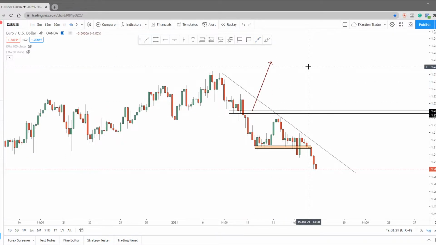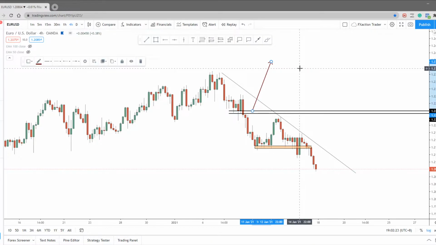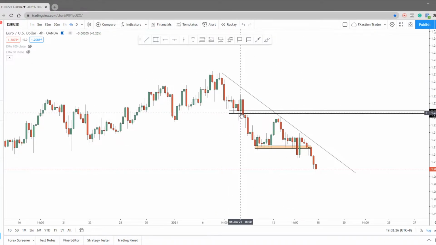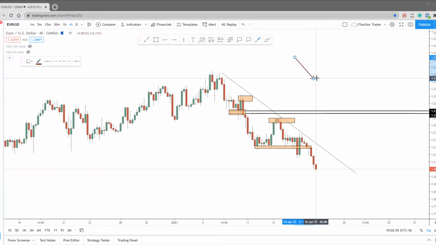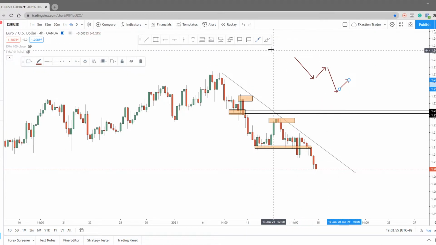Alright, this was a very important key level for the market to continue in an uptrend. But last week we saw that this key level was broken down, and the market pulled back and formed another lower high here. So here we can see that the market is forming lower highs and lower lows.